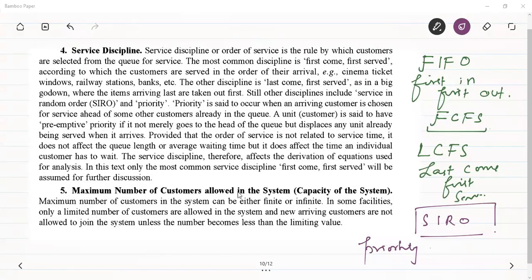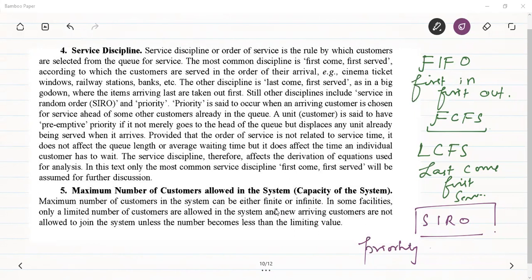Okay, another element is the capacity of the system. Maximum number of customers in the system can be either finite or infinite. In some facilities, only a limited number of customers are allowed in the system, and the new customers arriving are not allowed to join the system unless the number becomes less than the limiting value. Okay, so system की capacity कहीं पे finite हो सकती है, कहीं पे infinite हो सकती है.